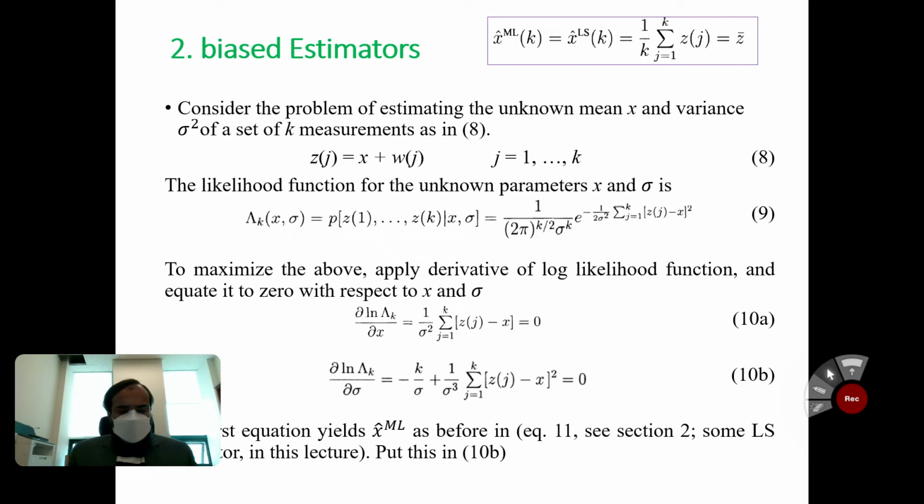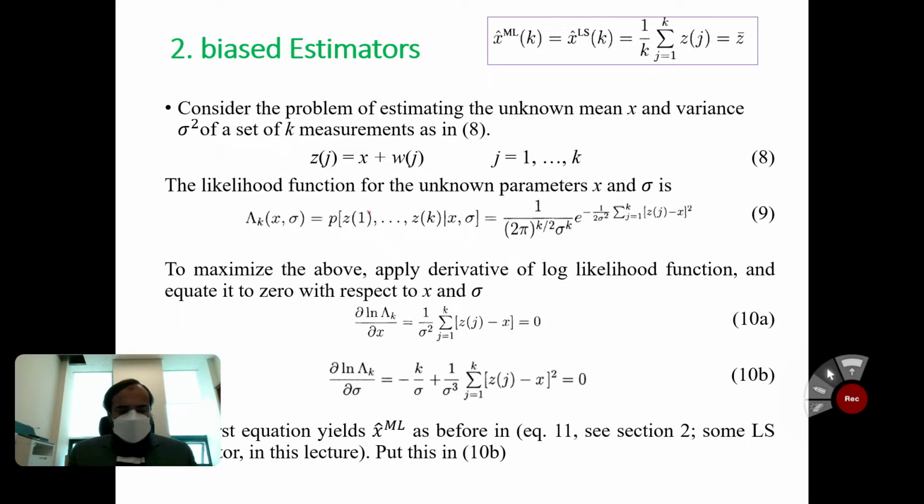Bias of the maximum likelihood estimator. We have to check whether a maximum likelihood estimator is biased. So consider the problem of estimating the unknown mean x and variance sigma squared from k measurements. The equation has k measurements, z of j equal to x plus omega of j, where x is a non-random variable.